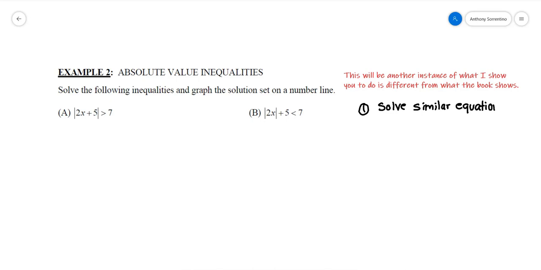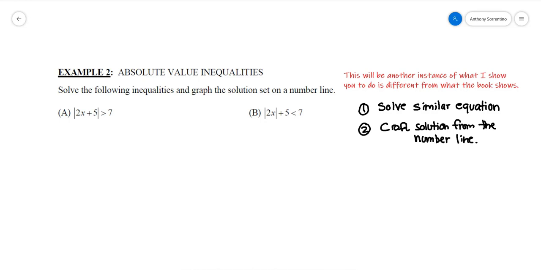And the similar equation is just simply me taking the inequality out, replacing it with an equal sign, and then crafting the solution from the number line. So we're not going to graph something on the number line as an afterthought like we did in the previous lessons. We're actually going to use the number line to come up with what the actual solution should be. So let's see how we would go about doing this.